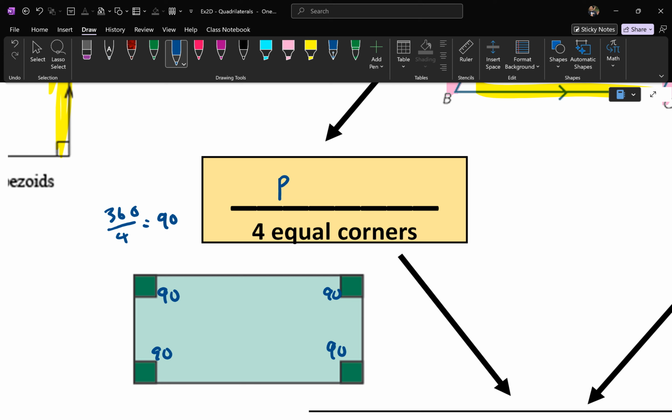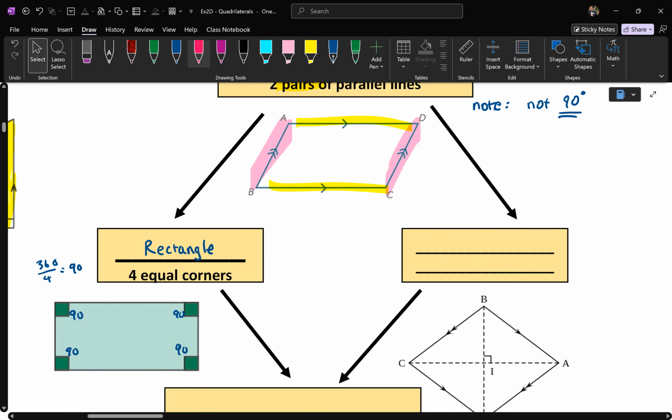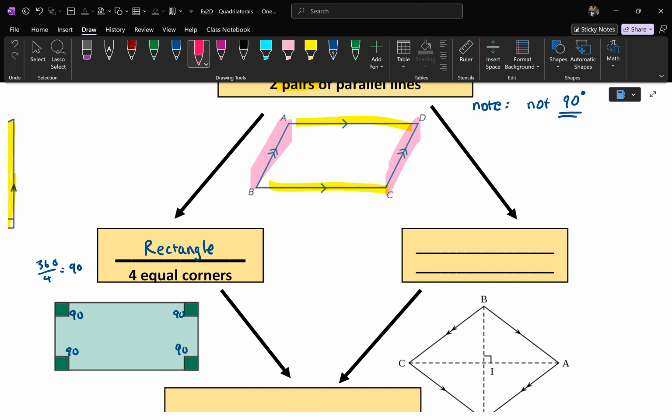So this is called, starting with R, rectangle. Very good. So a rectangle has two pairs of parallel lines, but it also has four equal corners. But note, they don't have all equal sides. Top and bottom are equal, which are the opposite sides, and then the left and right are equal. So there's two pairs of equal sides.